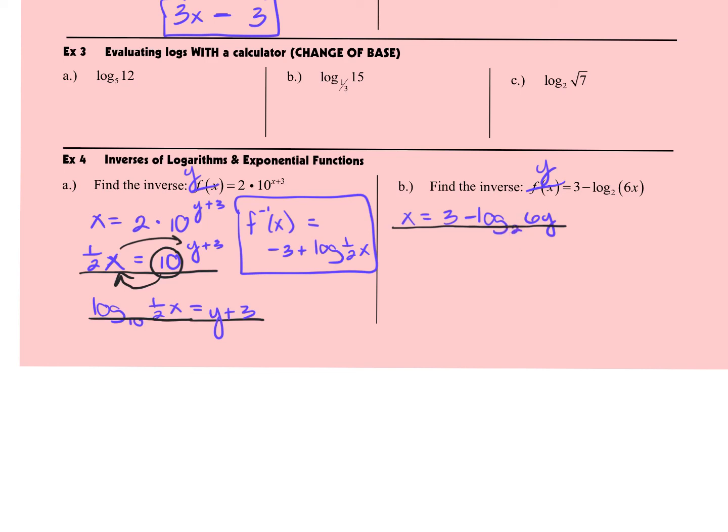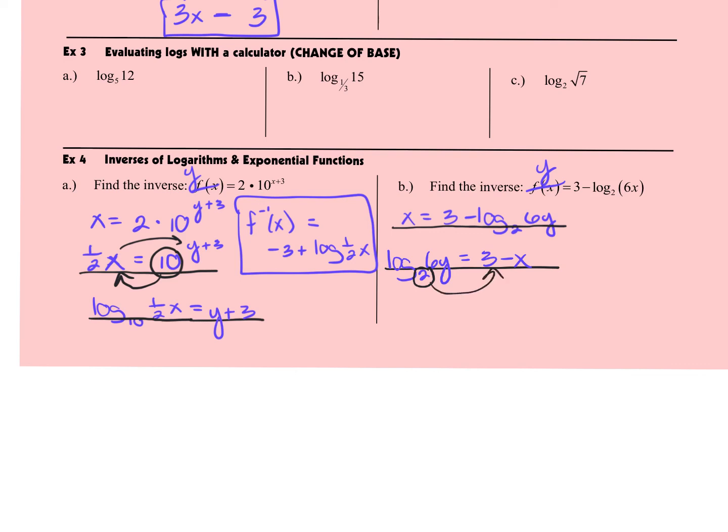Now, I'm going to do a little something different here. Since I have this negative log, I'm going to take this whole log and move it to the left, and I'm going to take my x and move it to the right. I'll give myself a line here in the beginning. So I'll have log base 2 of 6y equals 3 minus x. Now, let's find the base of the log. Everything focuses on that base. So it's going to become 2 raised to the 3 minus x.